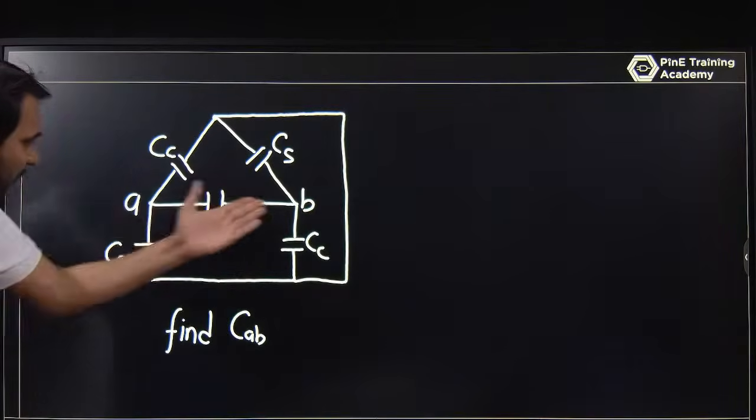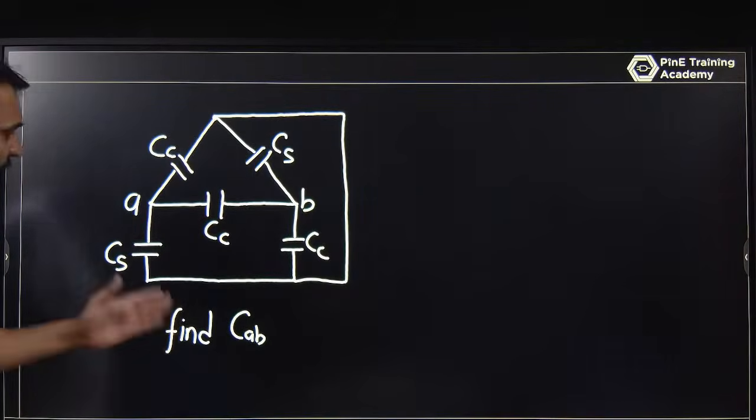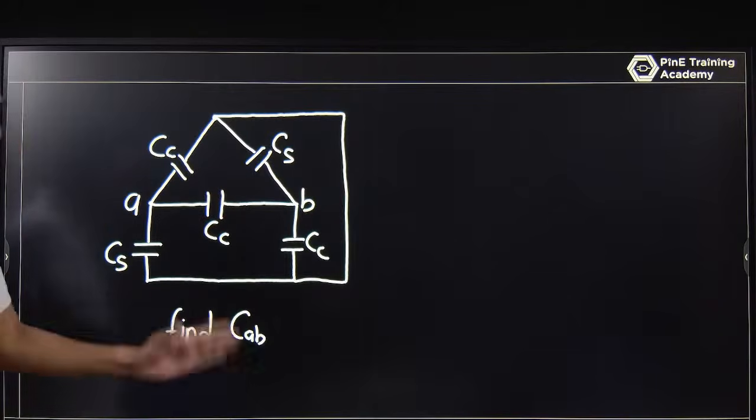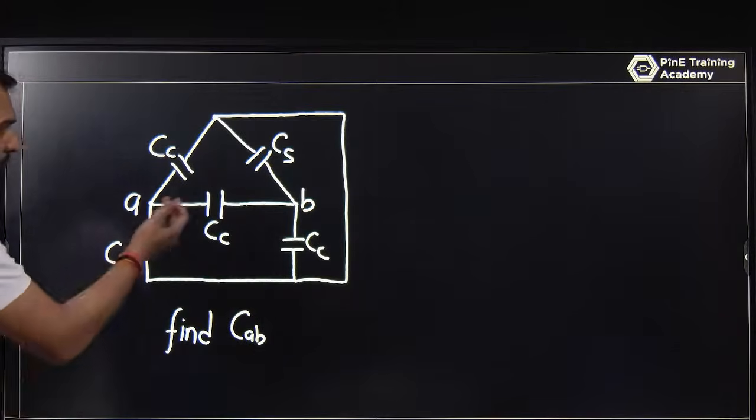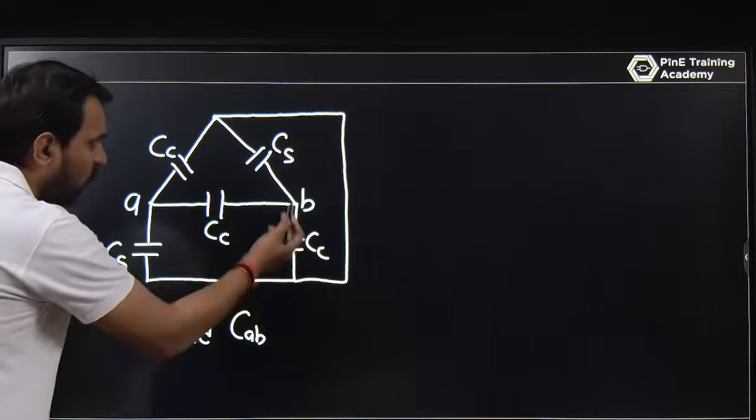Okay, we have A to B. We are determining what is C_AB, and this is the question for you. So you have A and B. Of course, this node is different.